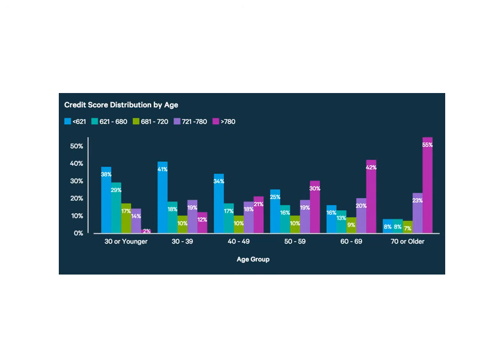Another concern is the percentage of us who are now considered poor credit risks. Roughly 7% of adults have a credit score below 620. As indicated in this chart, credit scores tend to improve with age.